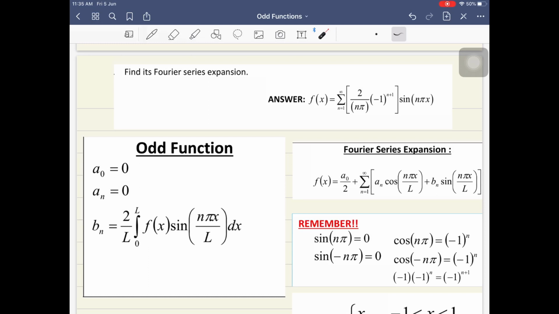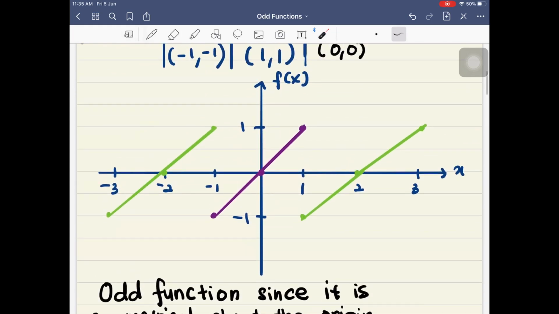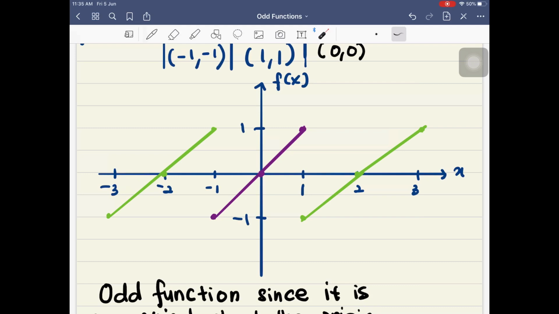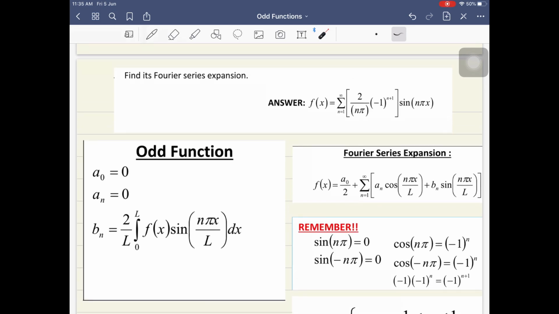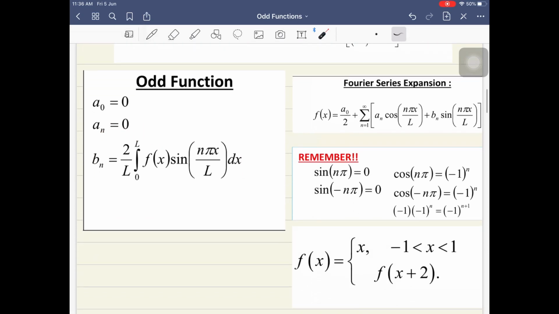You don't have to calculate your a naught and your an. You just state a naught is equal to 0, an is equal to 0. For even function, bn is equal to 0. Okay, so that's why sketching is very important. If you sketch wrongly, then you will define your graph wrongly. So then you will use the wrong equation to get the Fourier series expansion. Okay, so for odd function, we just have to calculate your bn only, because your a naught is equal to 0 and an is equal to 0.